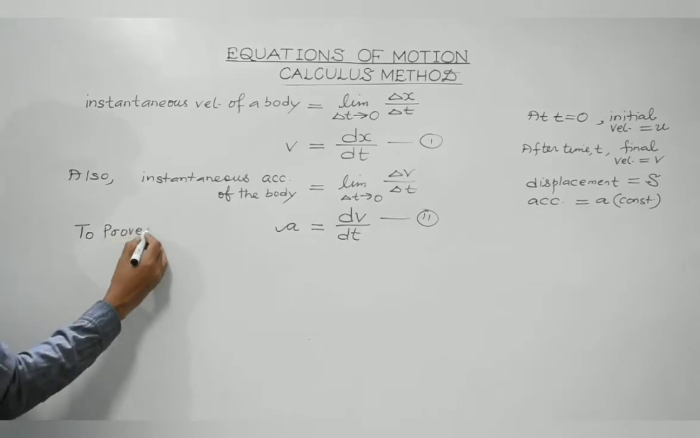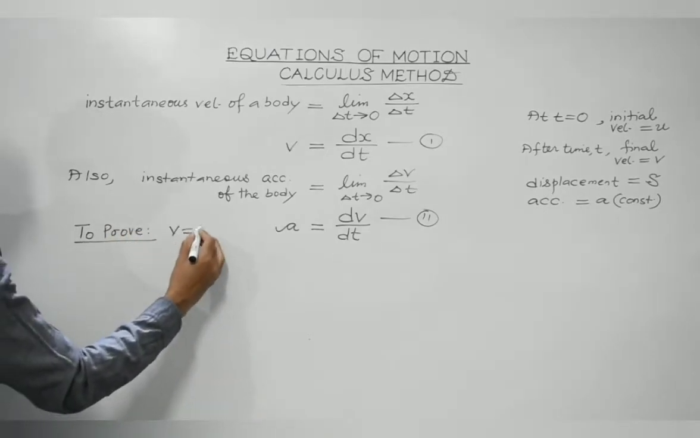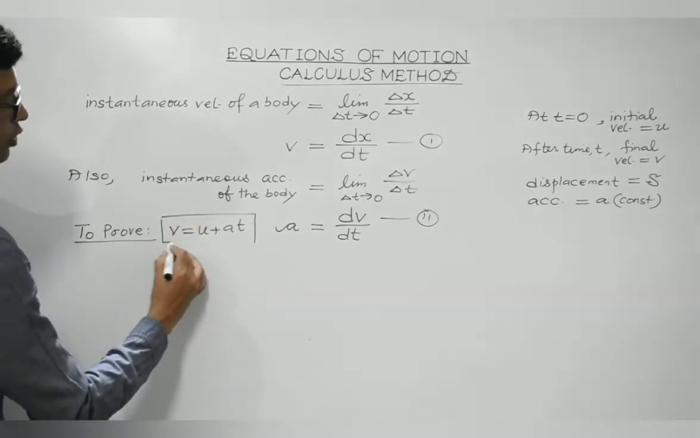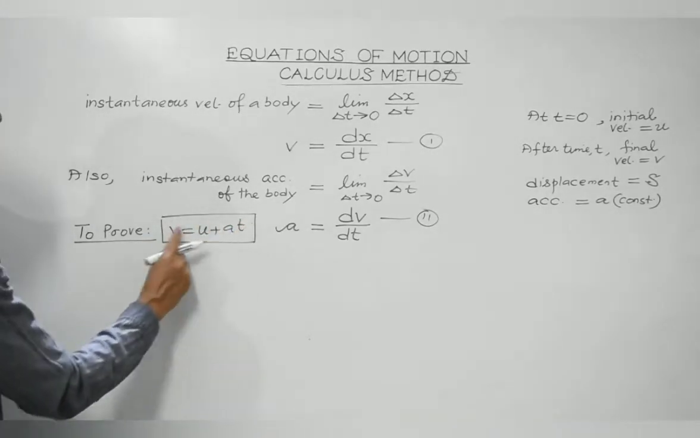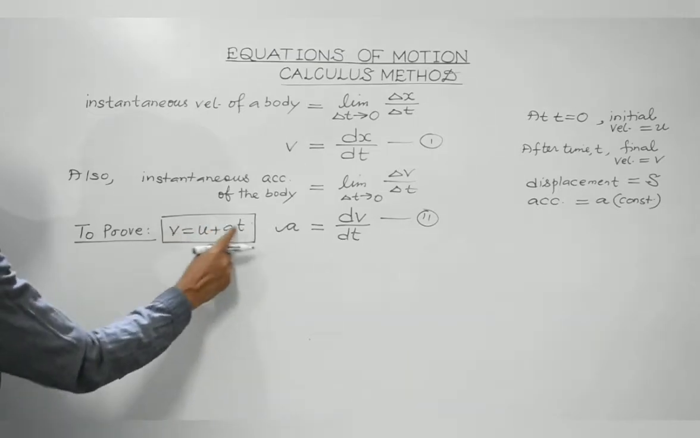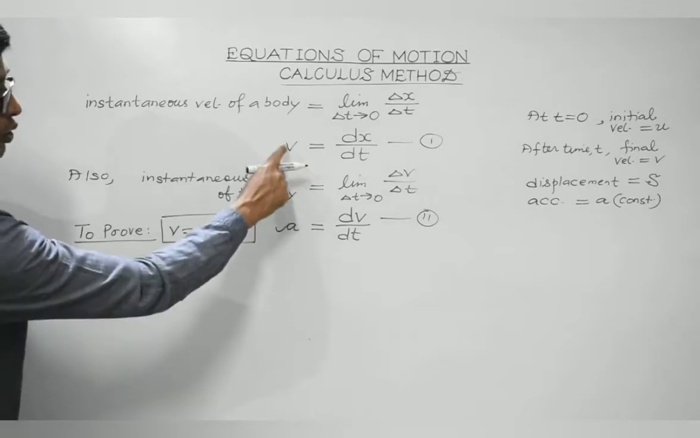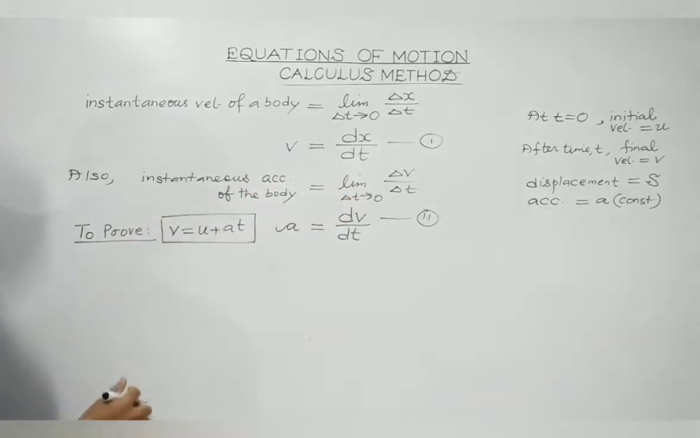To prove the first equation of motion, that is v is equal to u plus at, this is to be verified. Now look, it is also known as the velocity-time relationship, right? So, no displacement is involved over here. So, we will consider this particular equation.